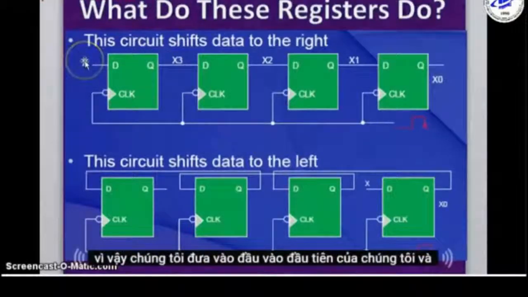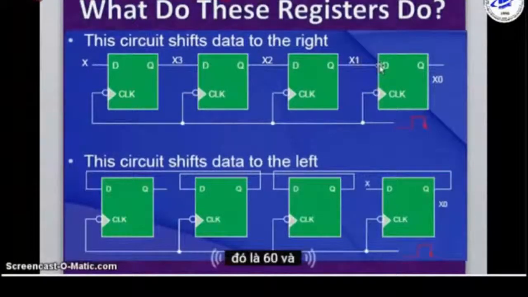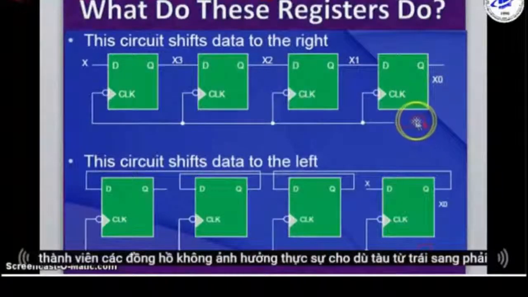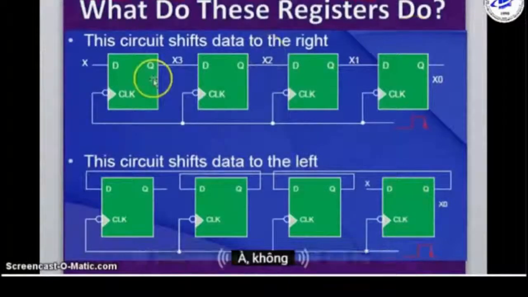So we put in our first input there, and now we have the most significant bit to the least significant bit, which is x0. Remember, the clock does not really affect whether it shifts from left to right. It is the hookups between the D's and the Q's here.